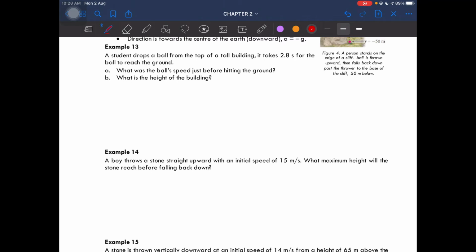Okay, so we know that for free fall, for this type of motion, the initial velocity would be equal to 0. We are looking for the ball speed just before it hits the ground, meaning we can use the formula v equal to u minus gt. So u starts at rest, so 0 minus 9.81, t is 2.8 seconds. Forgot to extract information: 2.8 seconds.